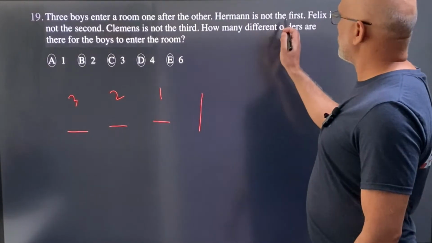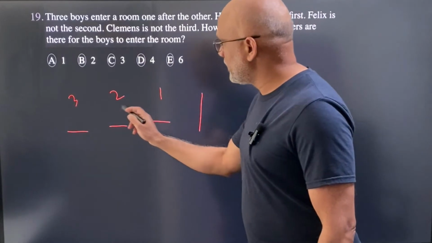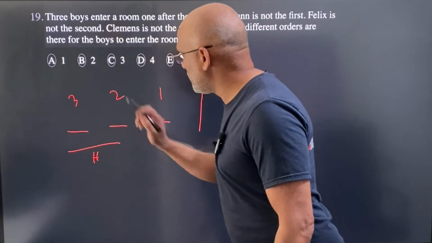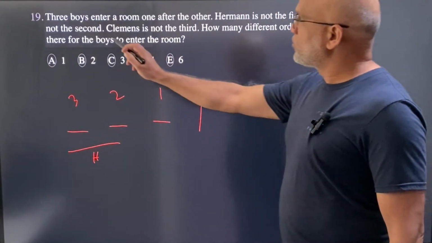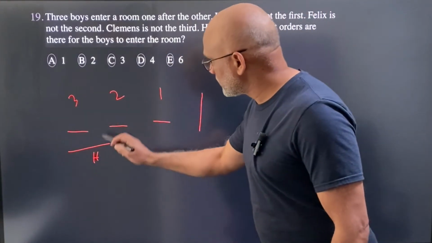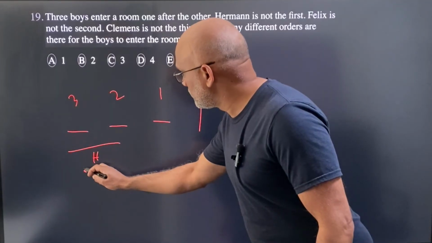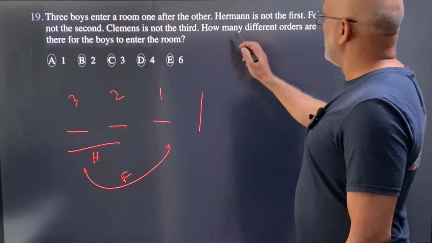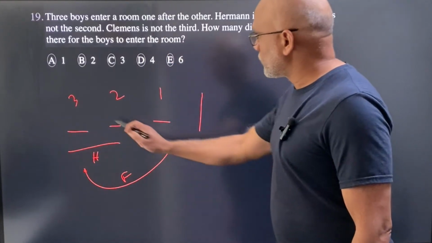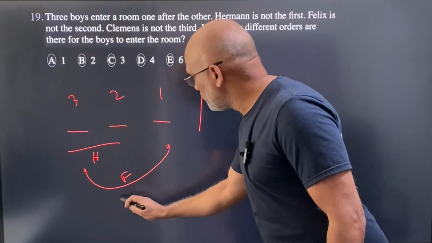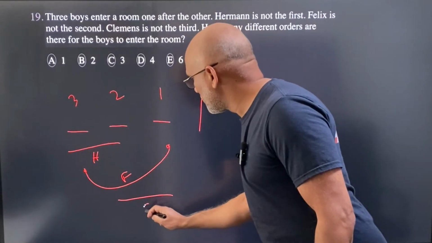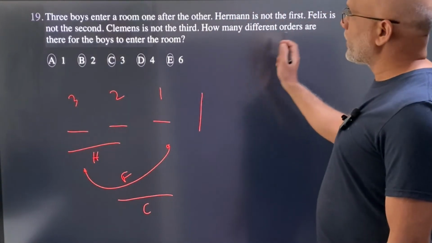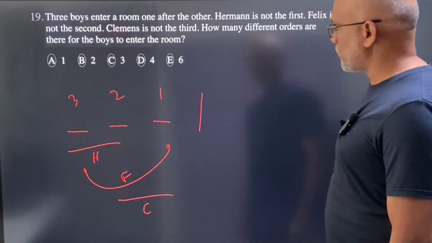So Hermann is not the first. That means it can be either second or third. So this can be H, either 3 or 2. Felix is not the second, so that means Felix is either 3 or 1, so this is F. Clemens is not the third, so it can be 2 or 1, so this can be Clemens, right? Alright, how many different orders are there for the boys to enter the room?